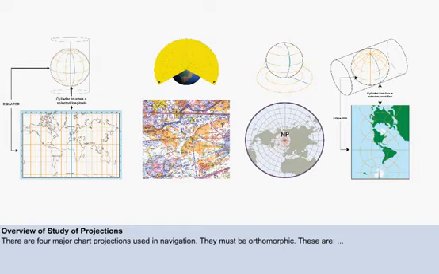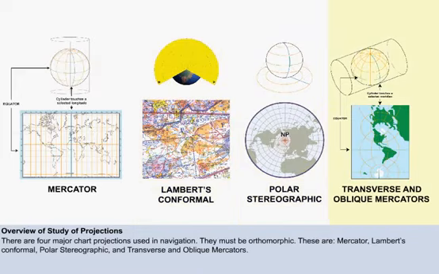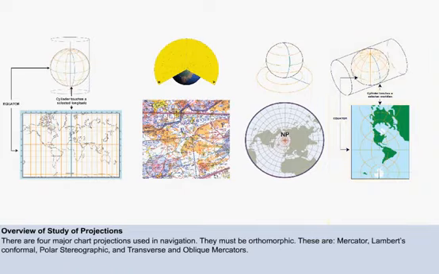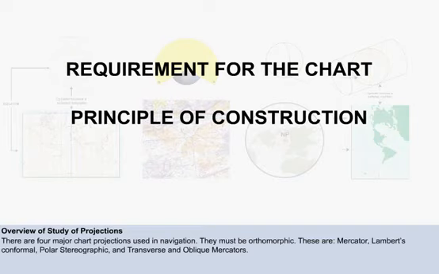However, four projections which are orthomorphic and are widely used in aviation are the Mercator, the Lambert's conformal, the polar stereographic, and the transverse and oblique Mercators. Our approach in considering all of these will be first to show the requirement for the chart projection, why is it used, then to establish the principle of its construction, and then to discuss its properties. We shall look at the same set of properties in all of these charts and see how they differ from projection to projection.